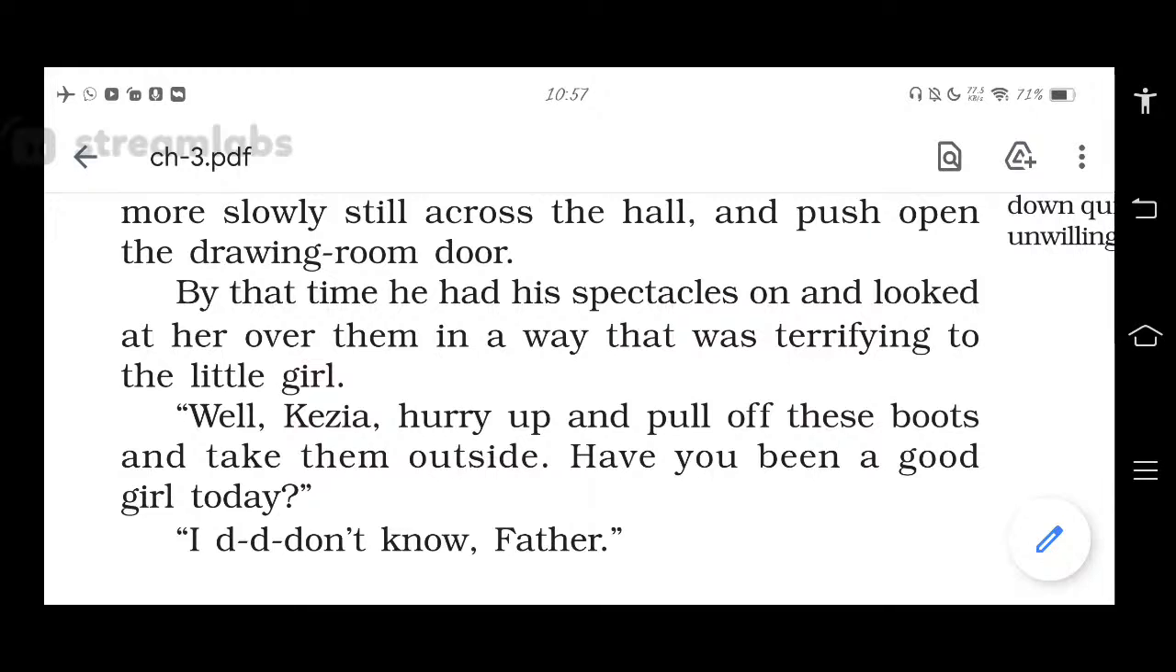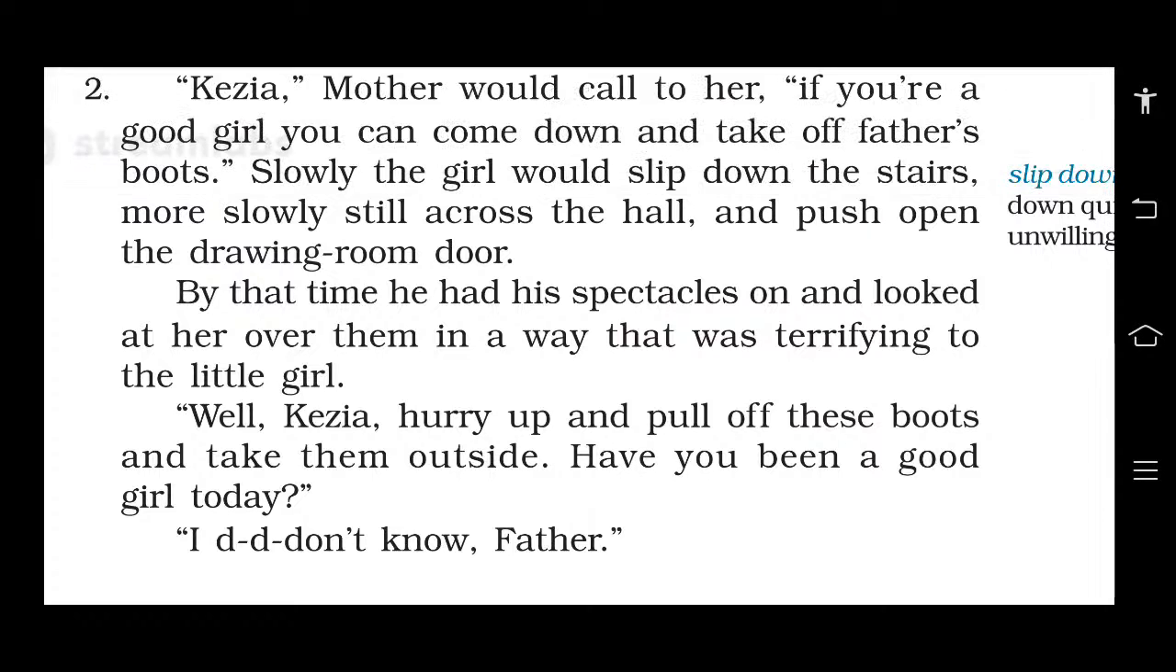But what question was asked by the father of the girl? Did you understand this? Can anybody say what question was put to the girl, to which the girl responded like, "I don't know, father"? Did you understand my question?